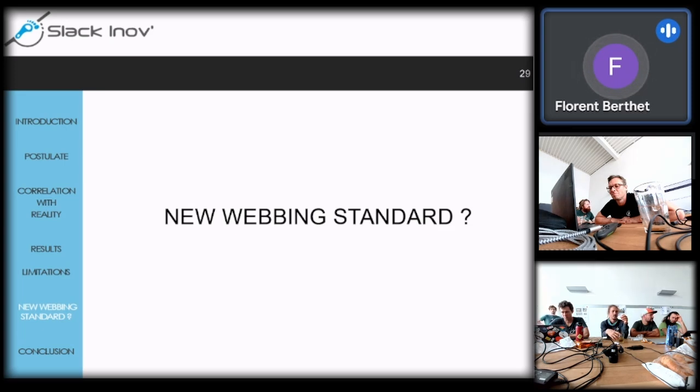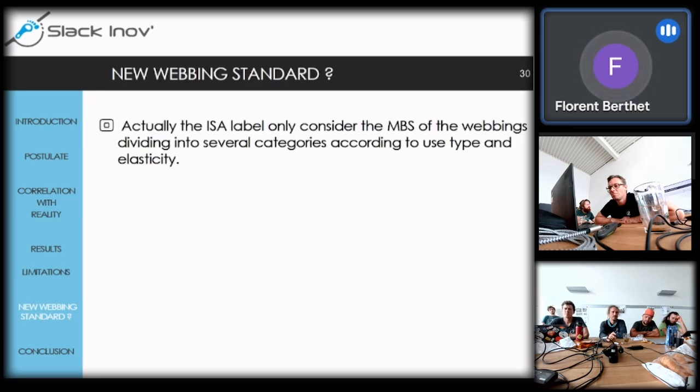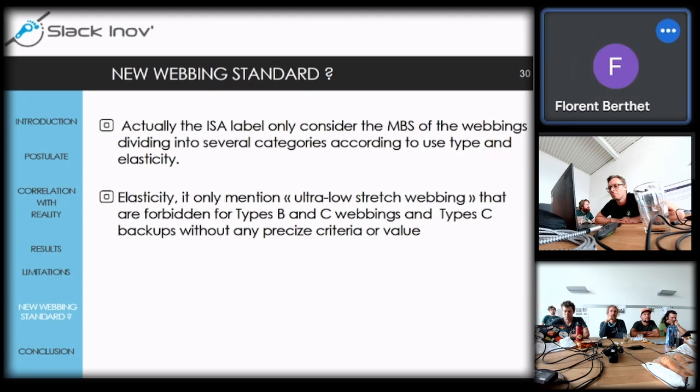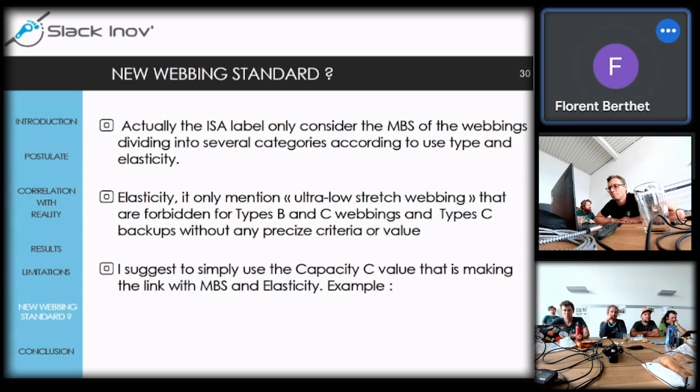Maybe I have in mind that those calculations can help us to set up a new standard, or at least, let's say, level, because we're thinking in terms of level nowadays. Because the ISA is doing a really great job, but as we didn't add so far the connection between elasticity and breaking strength, we just had to make some types with low stretch and high stretch webbings, let's say. And with the capacity C value, we are able to make the connection between the elasticity and the MBS. For example, if we have a low MBS but a great elasticity that is compensating, we can still have a great capacity value.